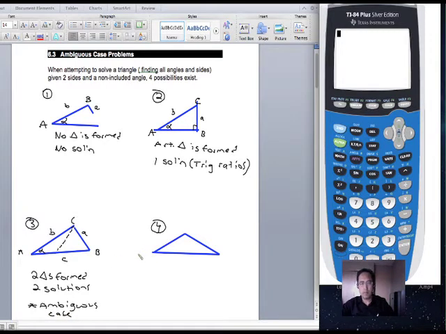Okay, and in the fourth example, this line segment is longer than this line segment, so you can only really form one triangle from this. So in this you have one triangle formed, and you're going to have one solution. Let's go through a couple of these cases to help you to understand how they work.